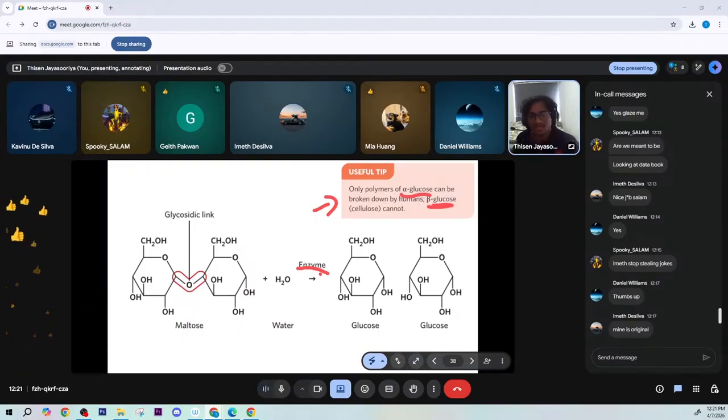So all you really need to know here is that they can be broken down. You don't need to know how to specifically draw them. Yeah, I know how to draw them, but all you need to know is that they have a condensation and polymerization, and that link is called a glycosidic link.